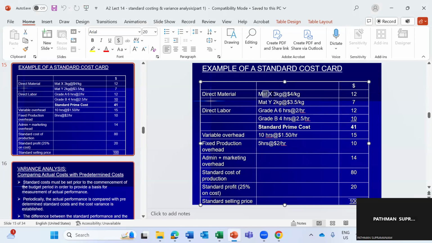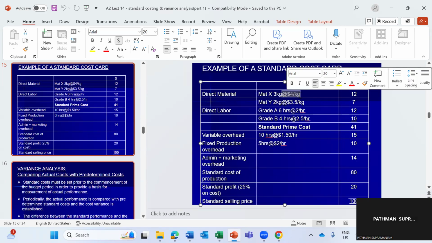So let's say material X, we need 3 kilograms to make 1 unit of this product. So we need to put in 3 kilograms of material X. And the standard cost is $4 per kilogram. So this price per kilogram may differ because standard is what we plan. And in the future, usually things go against our plan.